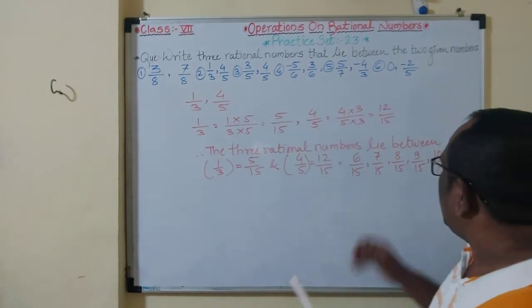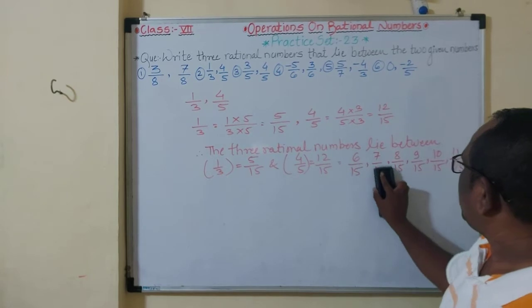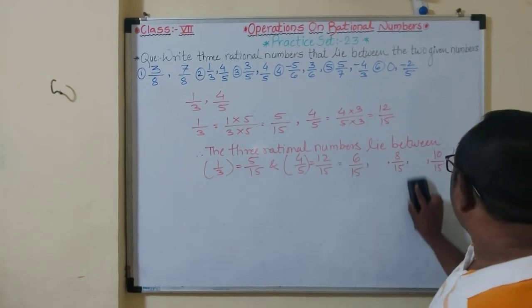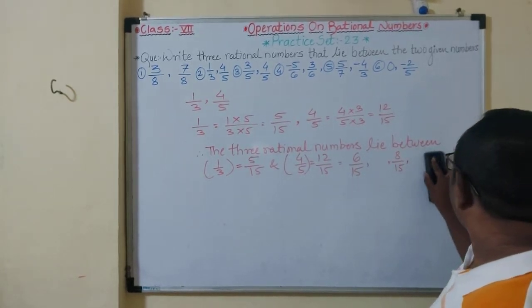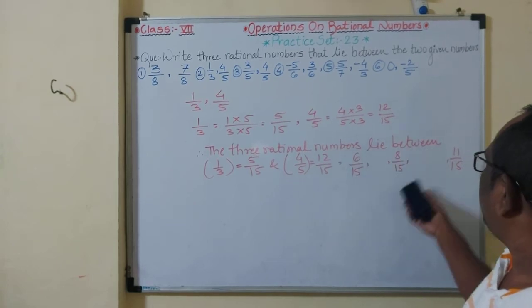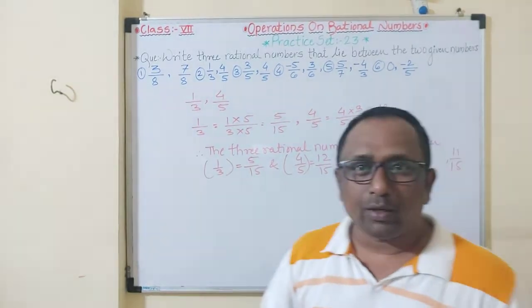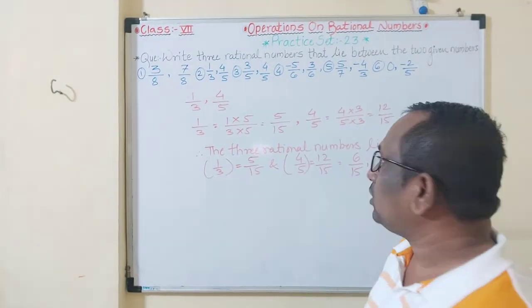Now see here, I wrote here, but you can write any 3. I will cover up this 1 2. So you can write 6 upon 15, 8 upon 15, 11 upon 15. That depends on you. I hope you understood this.